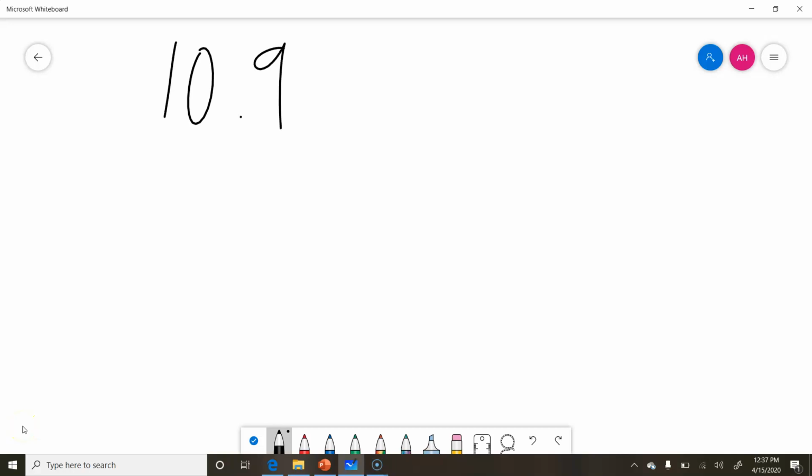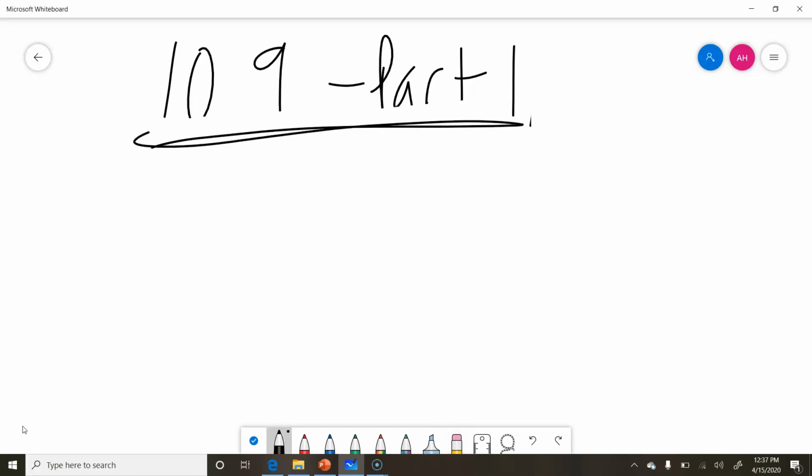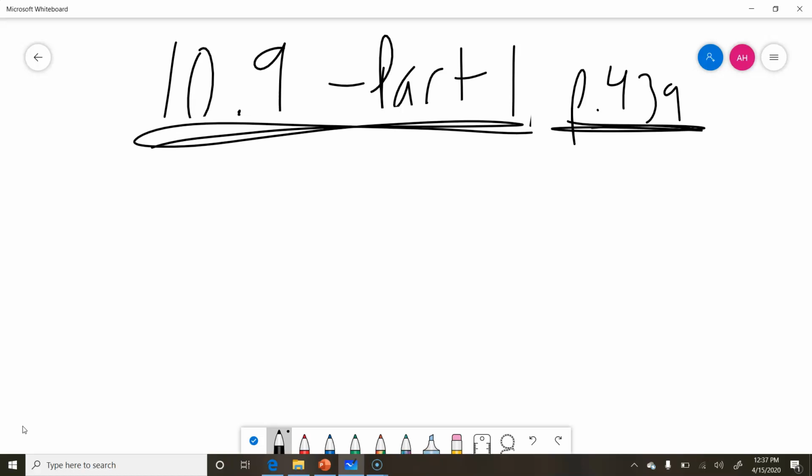We are now on lesson 10.9, and we're going to do this in two parts. This is part one, not part two. We're going to do this in two parts so that we can take it a little slower and really understand what we're doing. So this is on page 439. You want to follow along. Page 439.